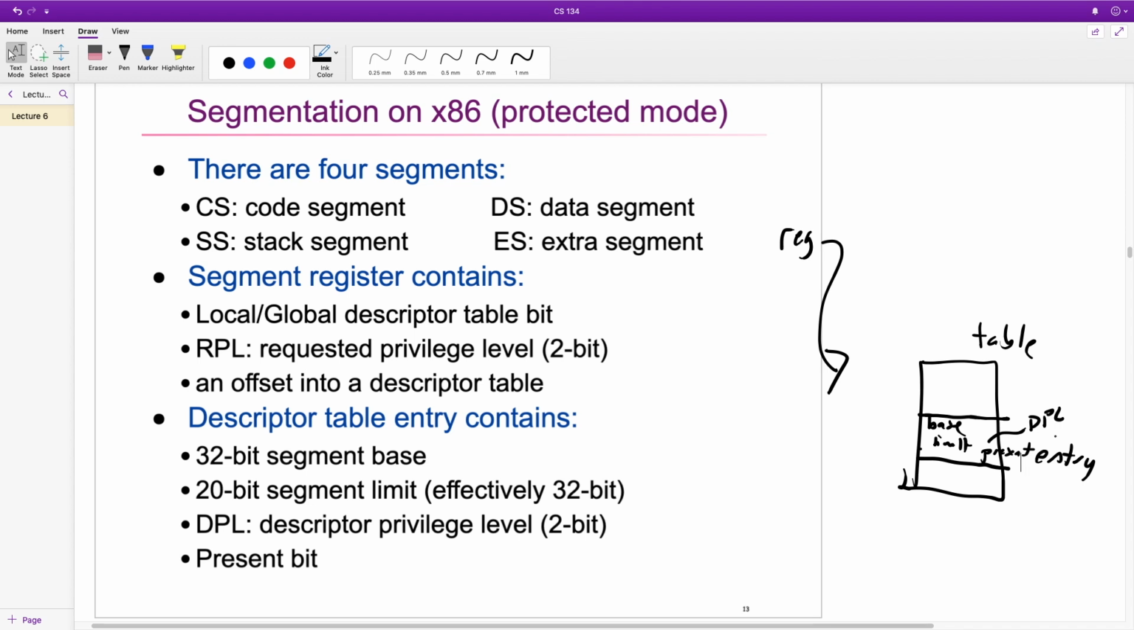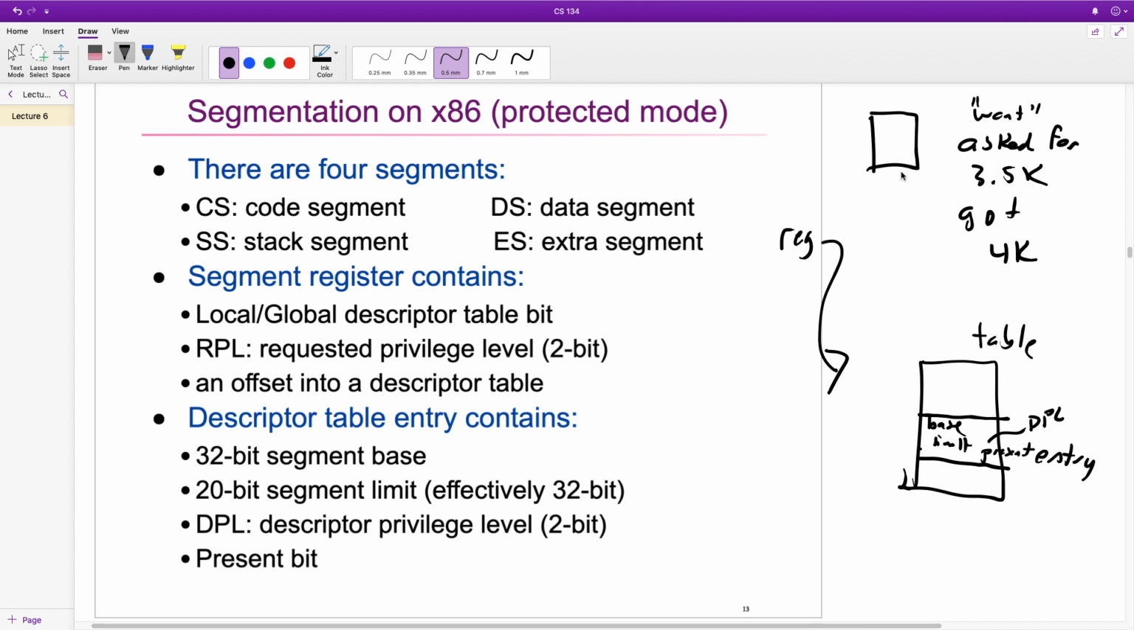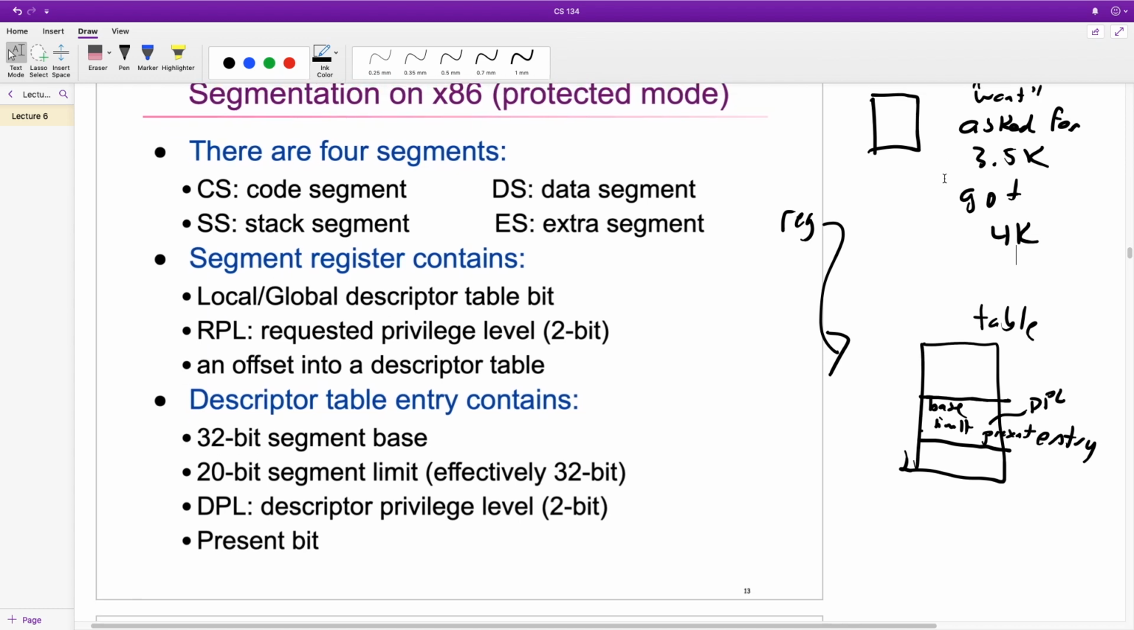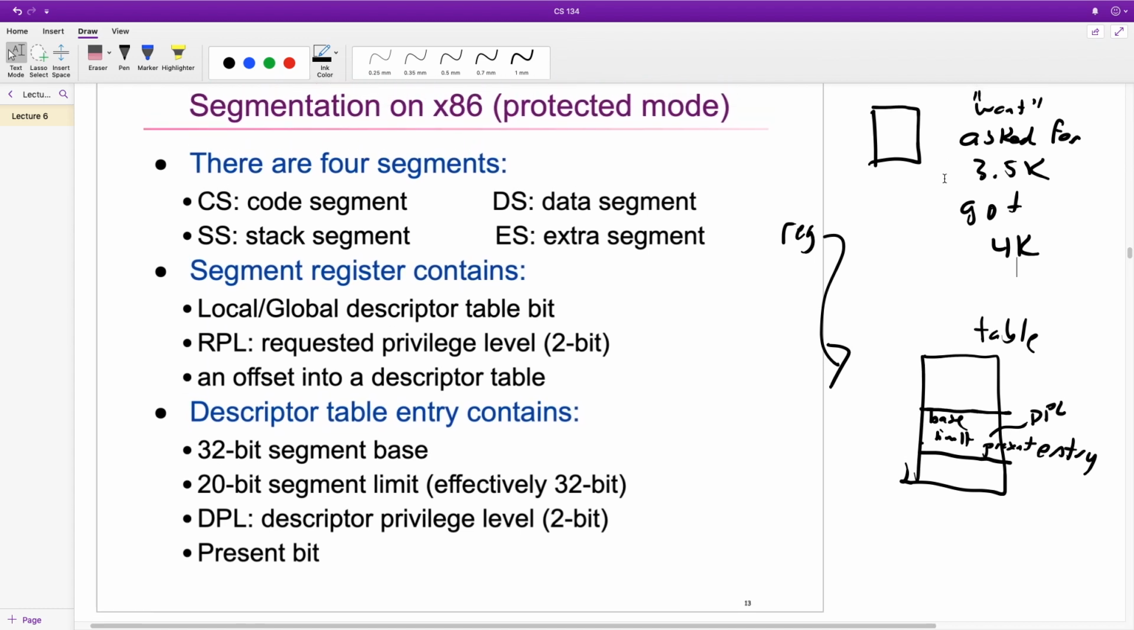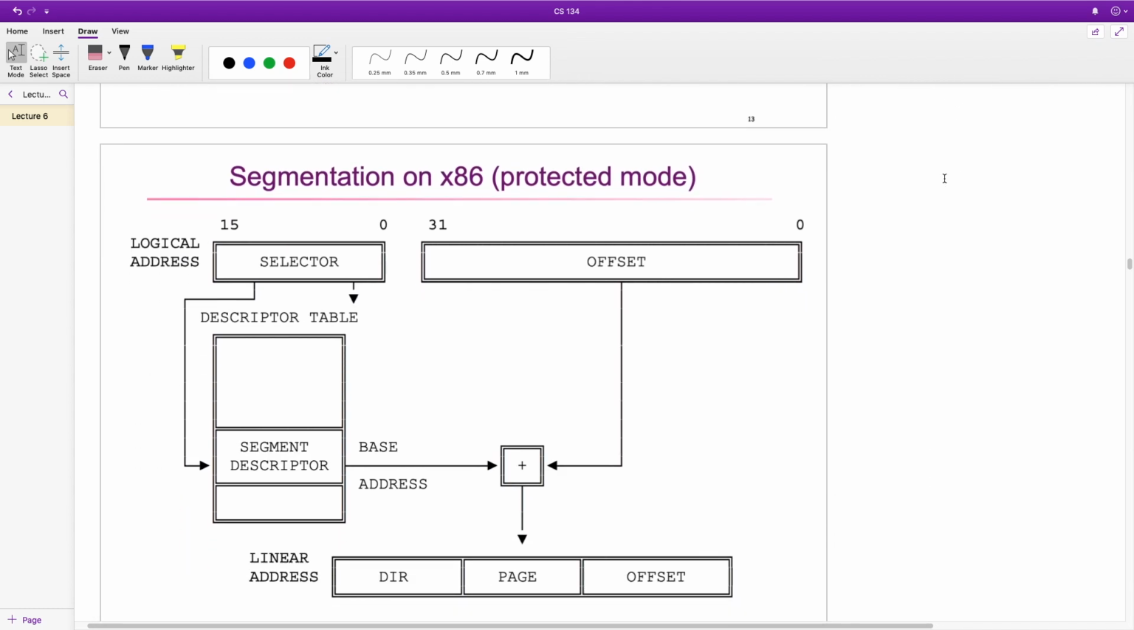So let's see. Who's next? Radon. That should be external fragmentation. So we asked for, in some sense, or want, 3.5K, and we got 4K. So that's internal fragmentation, exactly. Indika. Is the data segment the global variables, or is it the heap? Data segment would be global variables, and I think the heap as well would normally be, yes, the heap as well.